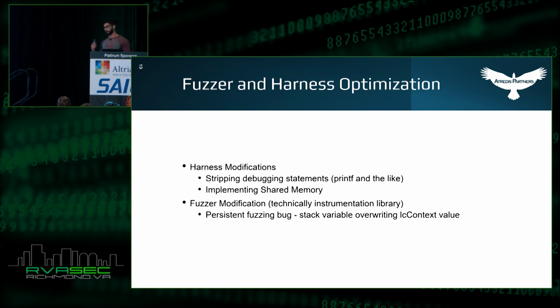Additionally, we wanted to implement something called persistent fuzzing, which will keep the application alive and just keep executing a target function. It will restore our register states. That way, we don't have to waste clock cycles on destroying the application and restarting it every single time.